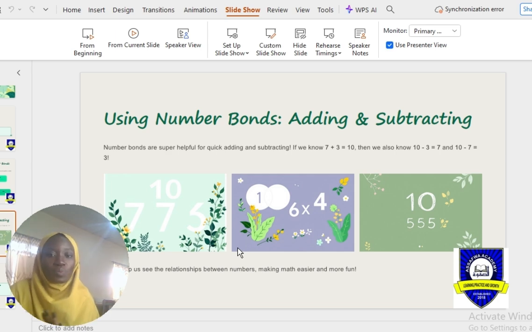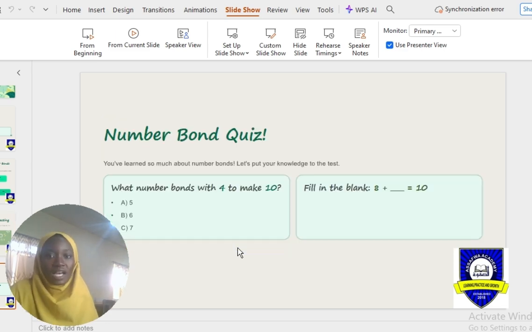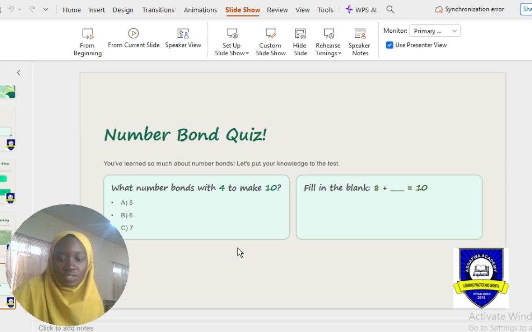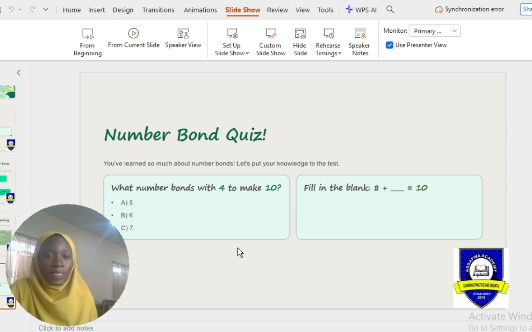We have so many numbers that will give us 10. When we get to these numbers, it tells us the relationship between the numbers and it makes math easier and more fun for us. We also have different numbers that we can add up to give us 10. So I have a list for you. You add them up. Let's see if it really gives us the 10 that we need.